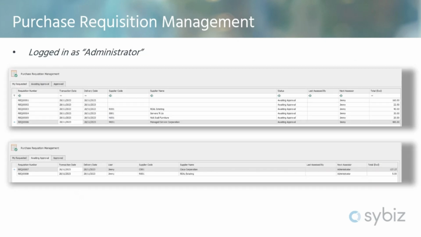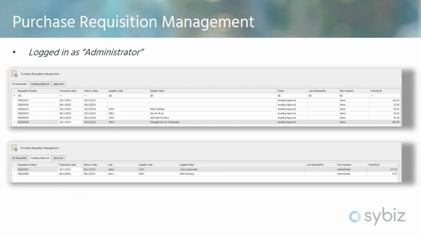So here's an example quickly. I've got my requested and awaiting approval, and I'm logged in as the administrator. In my case, I've raised a series of requisitions, which are all waiting on Jimmy to approve them. And then when I go to awaiting approval, Jimmy has actually asked for a few things and I'm the next assessor. So in regards to those, I could easily double click those requisitions, approve or reject accordingly.